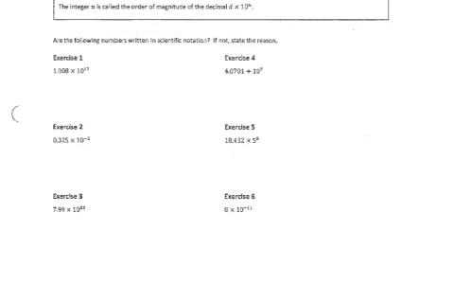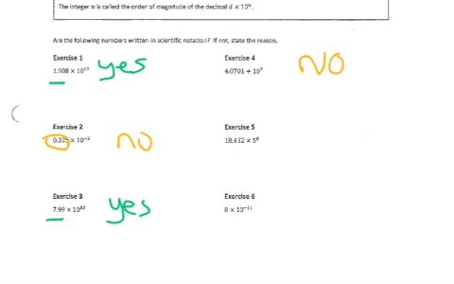So for exercise 1, yes, this is written in scientific notation because we have a value that's between 1 and 10, and then it's times 10 to a certain power. Exercise 2 is not because this value is not between 1 and 10. It's actually less than 1. Exercise 3 is a yes because we have a value between 1 and 10. Exercise 4 is not because of this little puppy right there. It says addition. We never add with the power of 10. You always have to multiply.